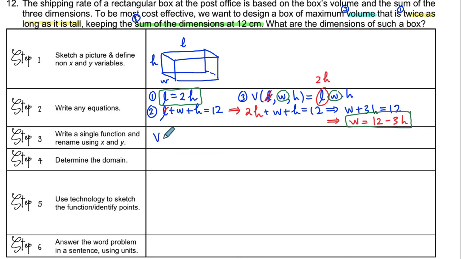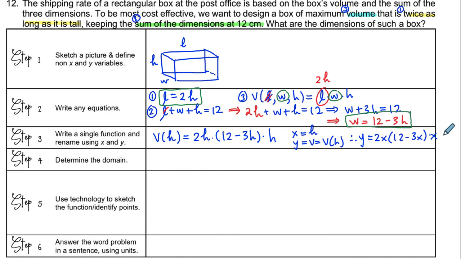So to write a single function, we will have volume of h is equal to length, which is 2h, times w, which is 12 minus 3h, times h. And so now we can rename h with x, and y is going to be the volume, or the volume as a function of h. And so our equation is going to say y equals 2 times x times 12 minus 3x times x. And so what we have here is a polynomial in factored form.